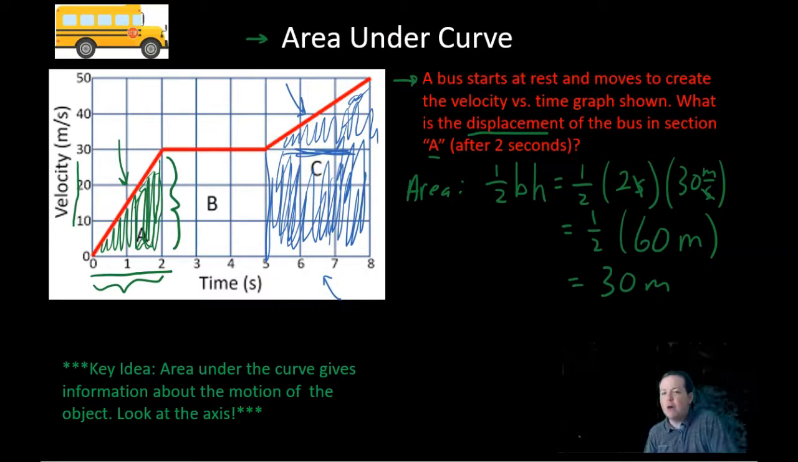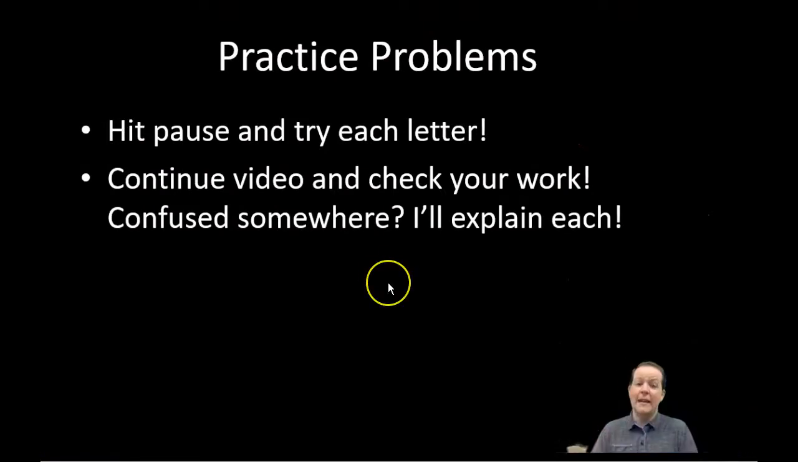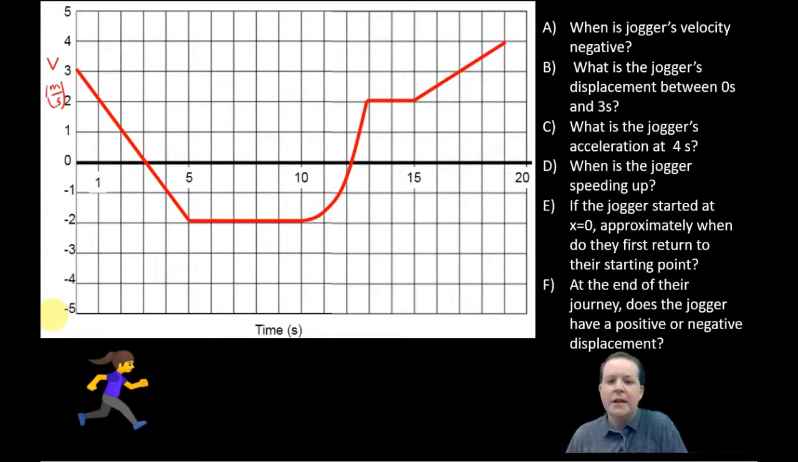Okay? Now, let's move on to part 2. For this part, it's just a practice problem. It's several questions. I recommend when I show you the next slide, you hit pause, you try each letter, and then hit play, and we'll go over each of the answers. That's the idea. So, in this example, we have a jogger, with a diagram right here, and the jogger is moving, and we create this velocity graph that's shown. I have 6 different questions, A through F. I'm going to move my screen, sorry about that, I'm in the way right here. Again, hit pause, try this on your own, and then hit play, and we'll go over each one of them.